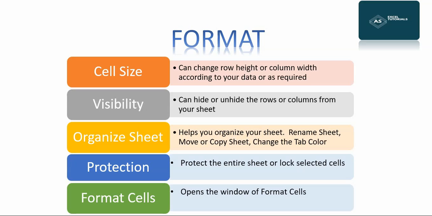Next, organize sheets. It helps you organize your sheet. Now, what all comes in organize sheet? You can rename your sheet, you can move or copy your sheet, or you can change the tab color. What is protection? You can protect the entire sheet or lock some of the selected cells. The last, format cells, which opens a window of format cells. If you remember, we already discussed it. Now let's see all these in Excel.